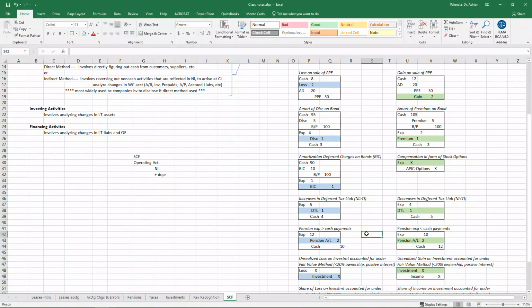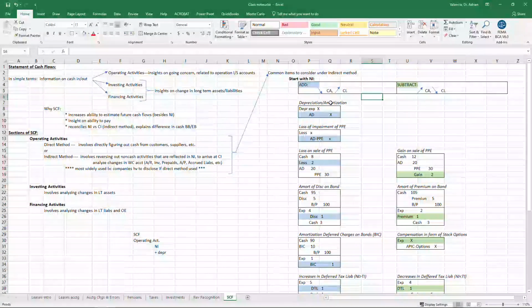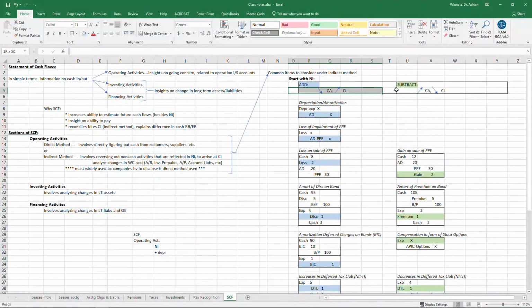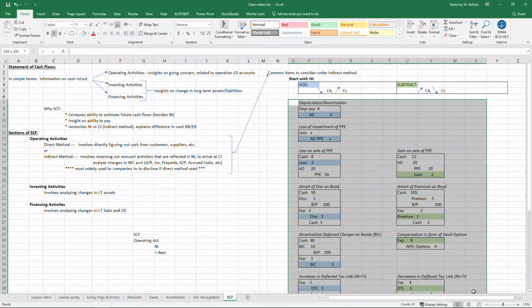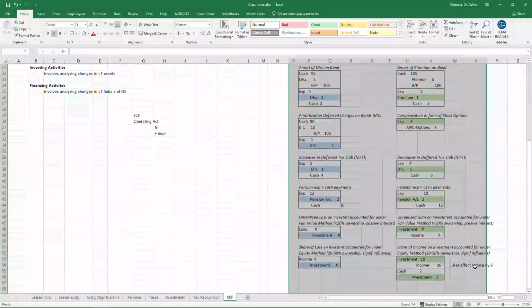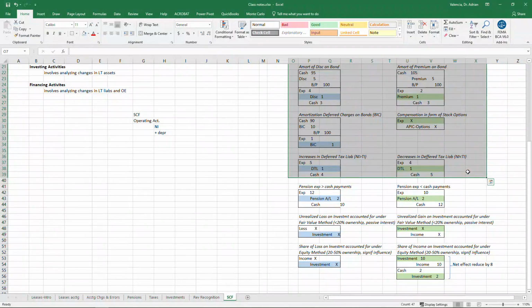Okay, let's look at the next one here. So these are just common. The main idea is that changes in working capital accounts are the ones you add and subtract. And if current assets go down, you add them. If current liabilities go up, you add that to net income. But what I'm illustrating here are some of the trickier ones, some of the ones that maybe you might have a little bit of a challenge with.